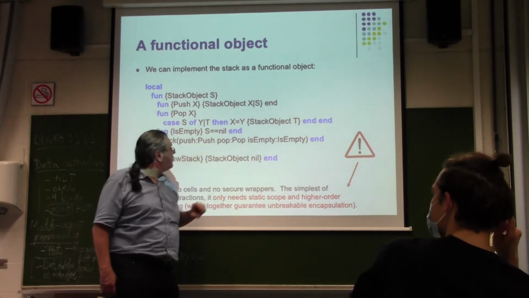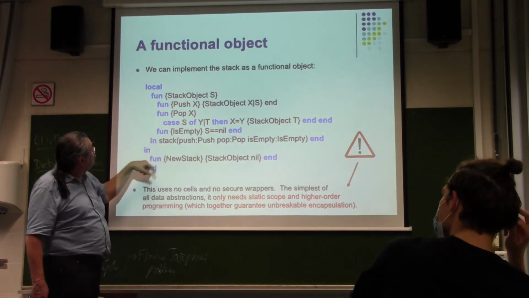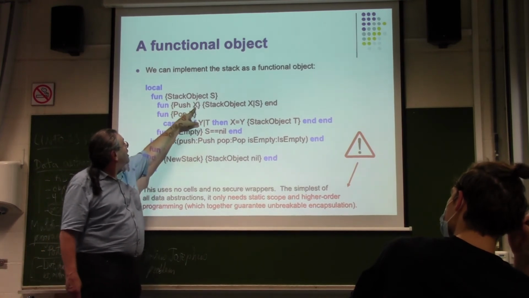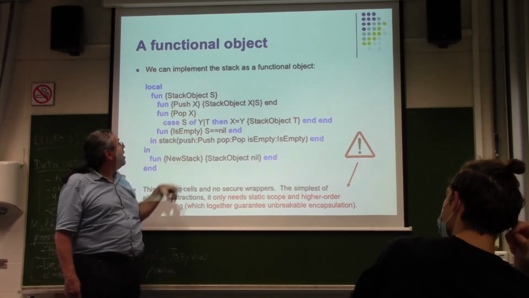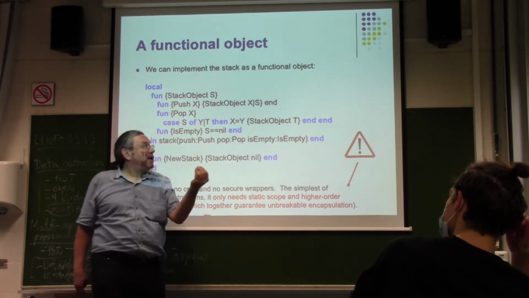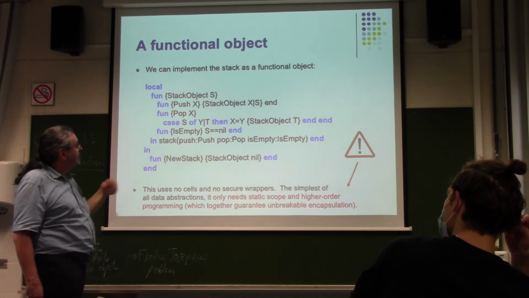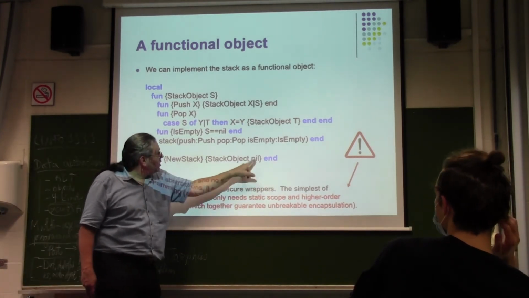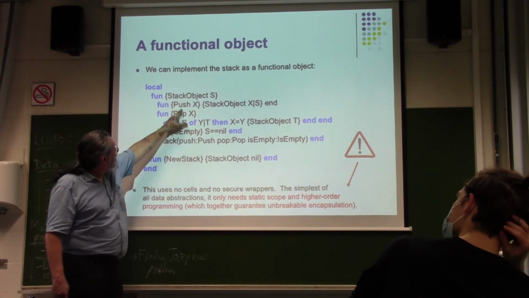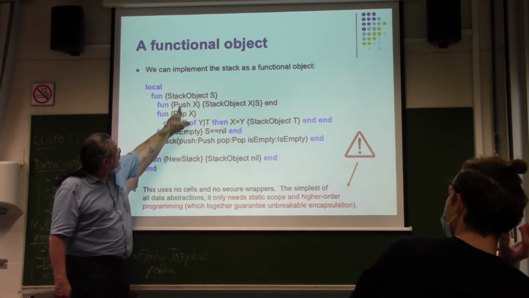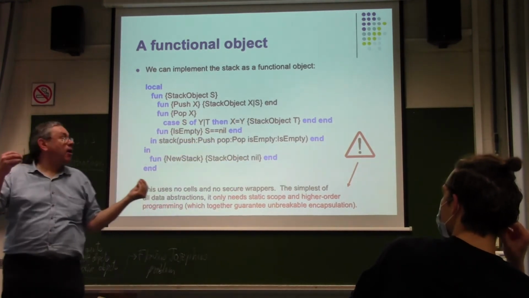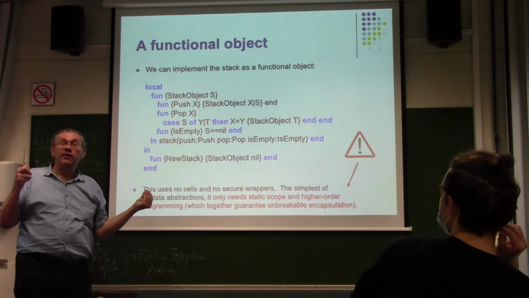Push, pop, is empty. But when I do an operation, when I do push, for example, I don't update the cell, I create a new stack object. So I have a stack object here which has nil inside. If I now do a push on this, it's going to return a new stack object. So the original stack object does not change.